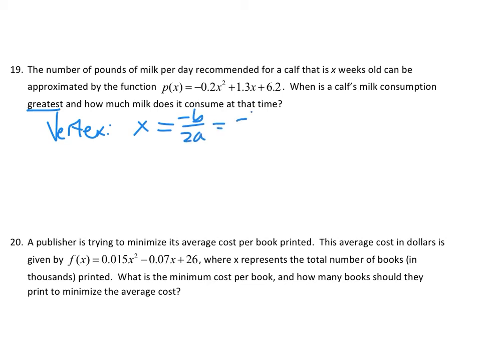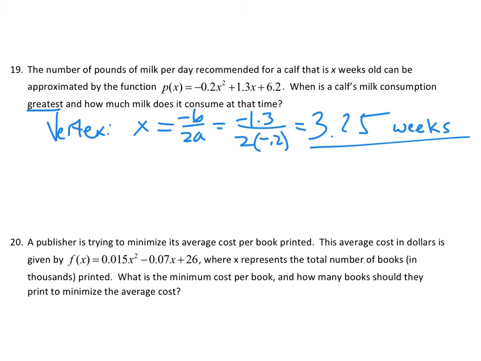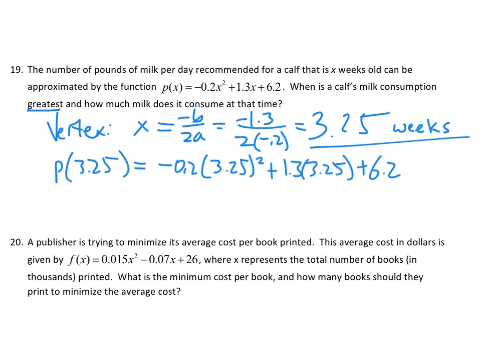And so we have negative 1.3 over 2 times negative 0.2. All right. And so this is, since it's already a decimal, let's go find a decimal here. And this comes out to 3.25, all right? So now we just need to find P of 3.25, okay? So that is x. x is the weeks. We'll remind ourselves of that. And so now we need to find out, well, how much milk is that? So at P of 3.25, we'll find that. So we plug 3.25 in, and we can go to our calculator now.